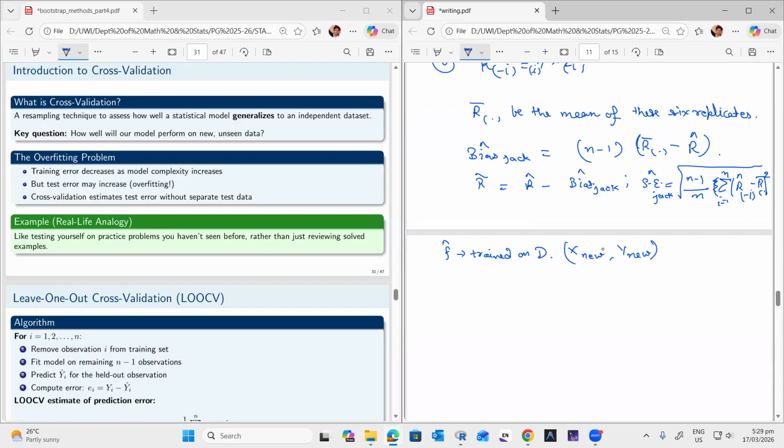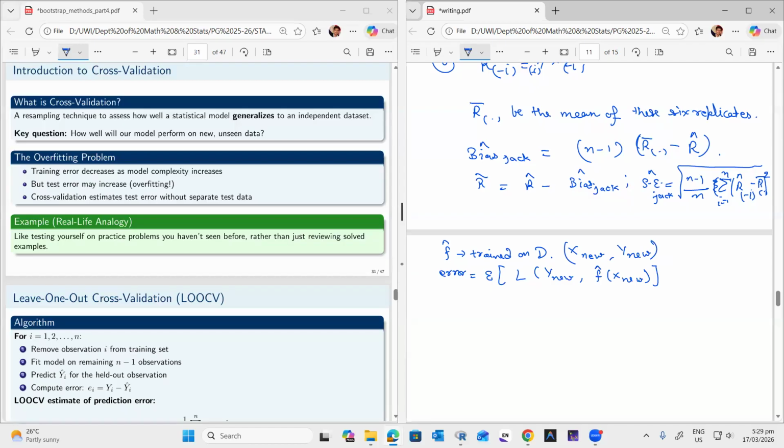All right. So at that time the error will be equal to the error of L of Y new, comma, f cap of X new, where L is the loss function, similar to the one that we studied in the Bayesian part, and cross validation provides a way to estimate this error.